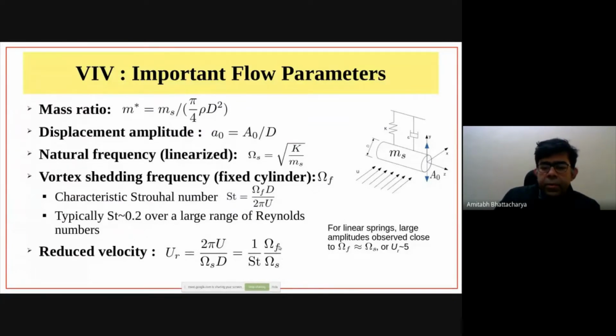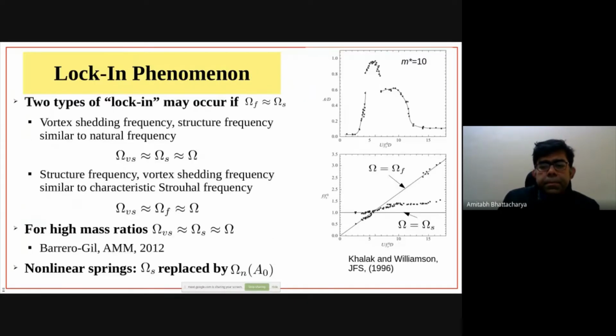When these two are similar or the same, then as you can imagine, since 1 by St is about 5, when UR is around 5, you will get very large oscillations, because at that point omega f by omega s is about 1. Definitely you will get very large oscillations in your cylinder, because you are sort of trying to force it at its resonant frequency. Okay, so this is pretty basic stuff which you would expect from this system.